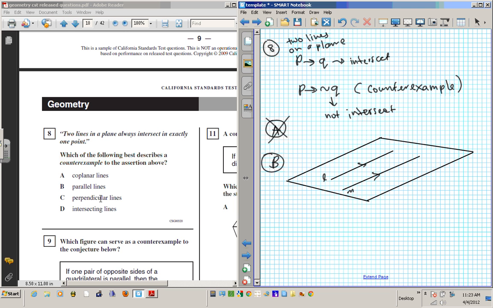If you look at the other ones, perpendicular lines do intersect. Intersecting lines is basically the conclusion of the original statement. So the original assumption is false because we can find a counterexample. If you can find a counterexample to any statement, then that statement is false. All right, let's move along to number 9.